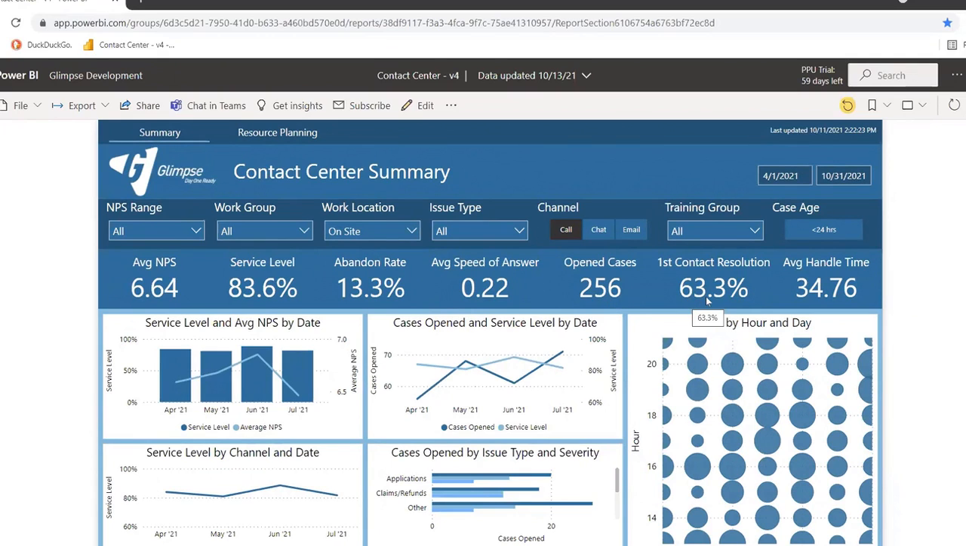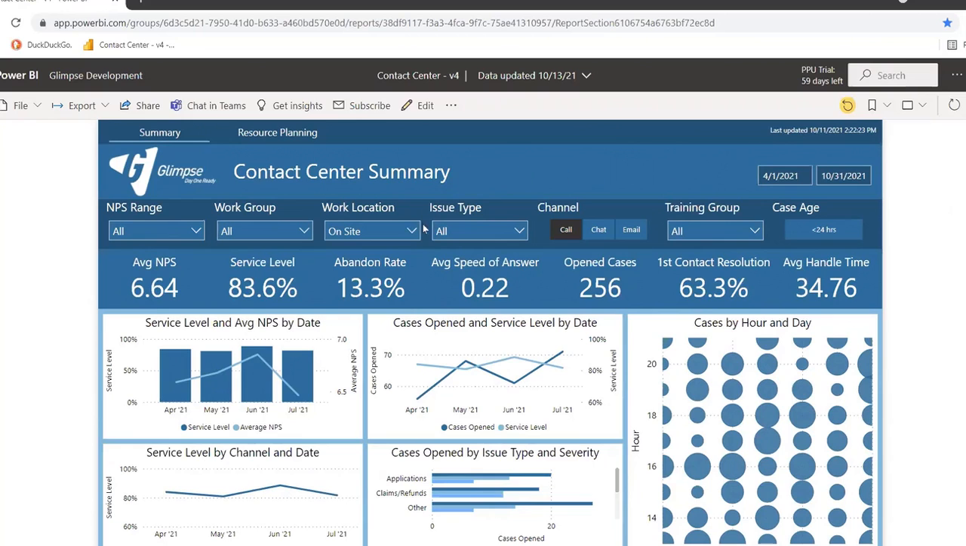They're having a 63% FCR, and abandon rate's only 13%. Let's look at home. People working from home, and there we are. Abandon rate 13%, 63%. So we're doing sort of okay in both locations, so that's not a tremendous issue for us right now.